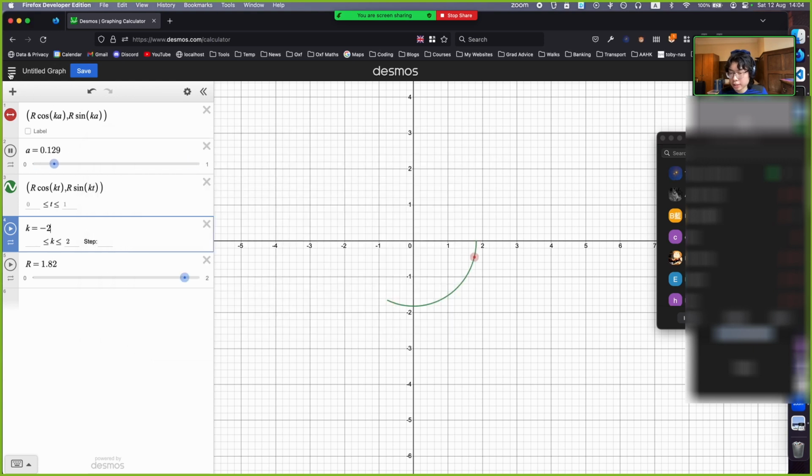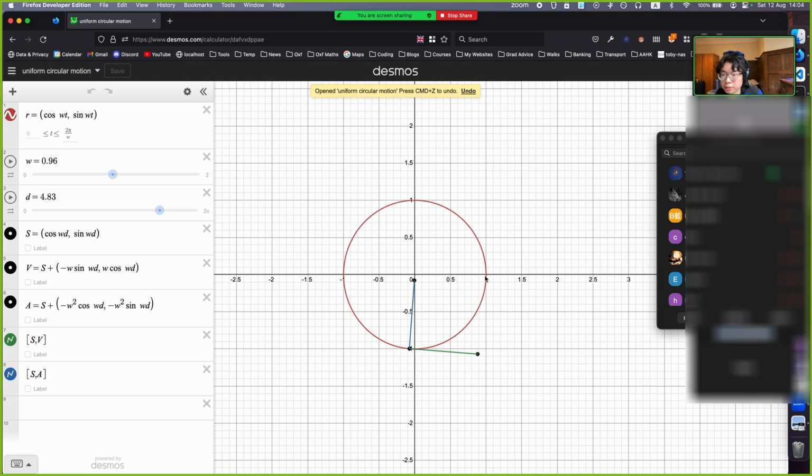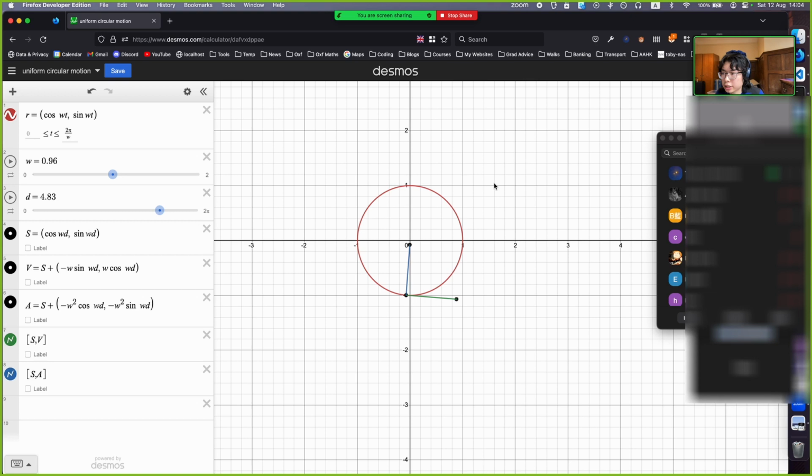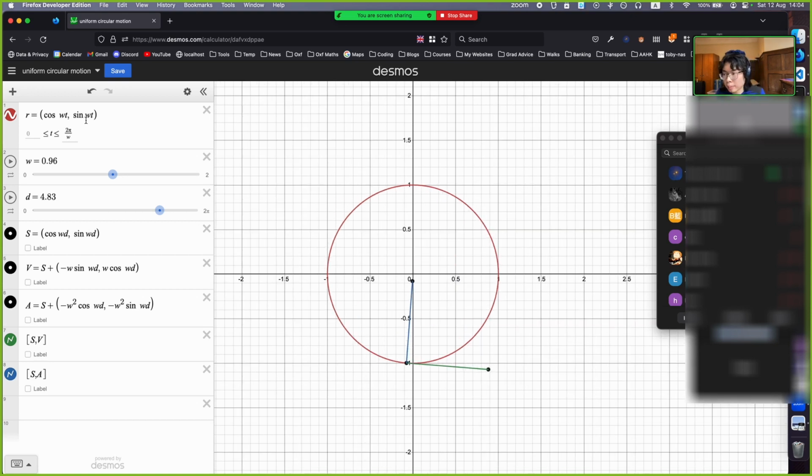So let's actually see this. Here we go. I'm going to fix the radius here. I renamed k to w, and these two represent time. The green vector is supposed to represent velocity. The blue arrow is supposed to represent acceleration. At time equal to 0, the velocity points this way because we're moving anti-clockwise, and the acceleration vector points towards here. The variable that we can change is k, which we rename w.